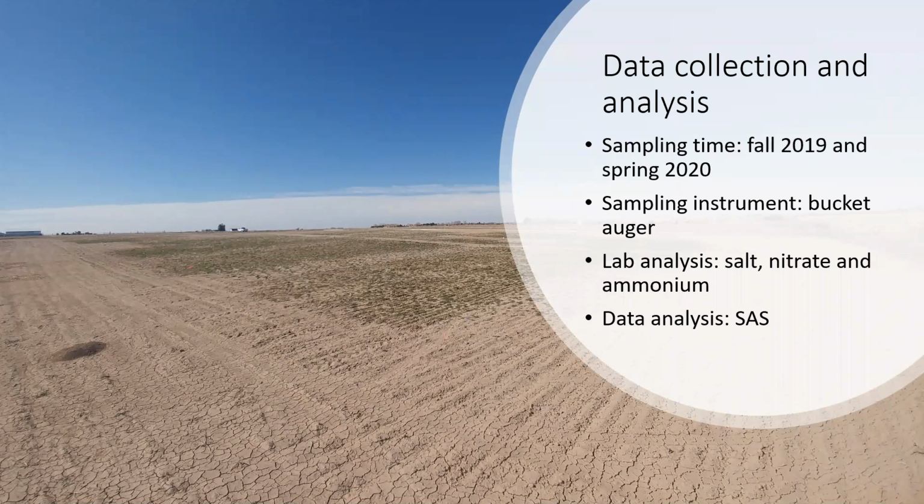The first sampling was done in fall 2019 after first frost, whereas the second sampling was done in the spring of 2020 before the cover crop started growing back again. We used a bucket auger for sampling the soil. After that, the samples were analyzed in the lab for salt, ammonium, and nitrate concentration. The data we obtained was then analyzed using SAS.